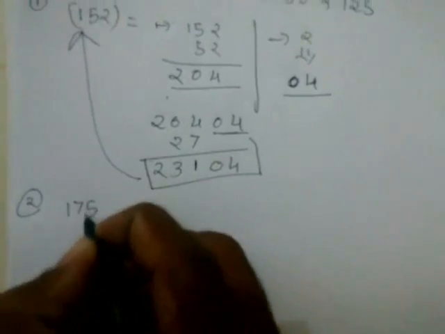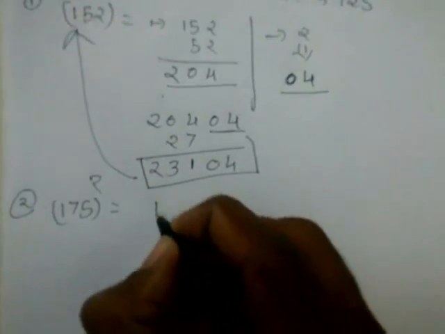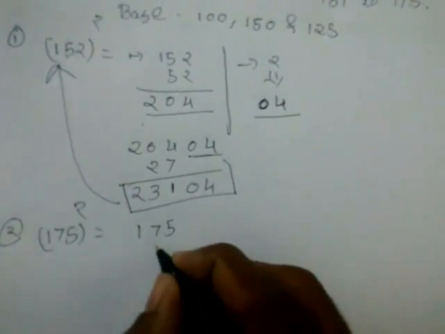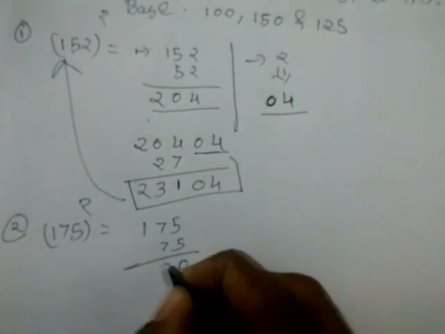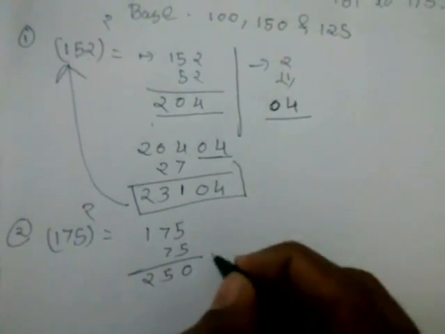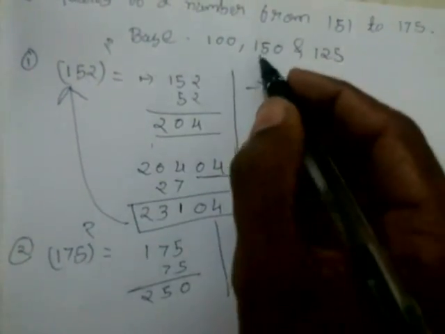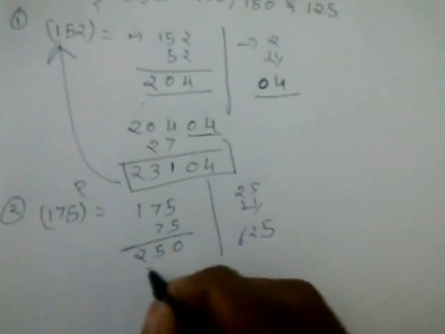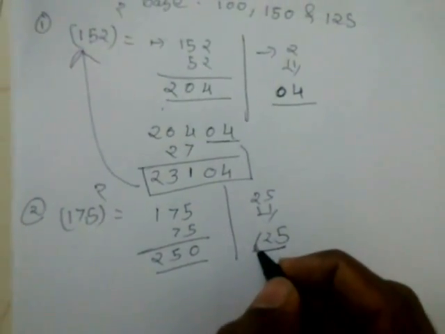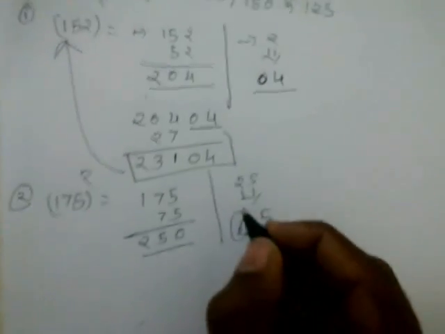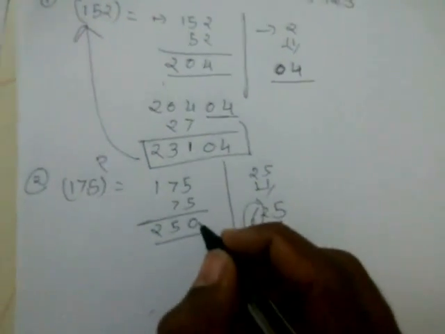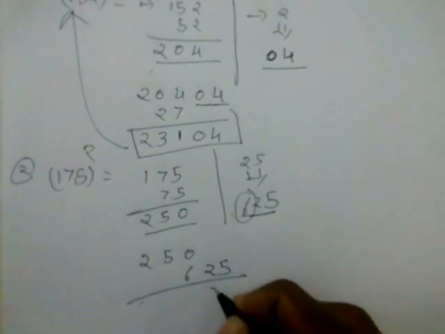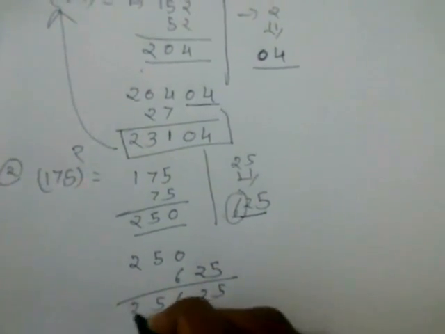Second example, 175's square. So the first step will be similar. 175, add the difference between 175 and 100, which is 75. We get 250. And the difference between 175 and 150 is 25. Square of 25 is 625. Make the combination of these two. As here it is 3 digits, we will put this additional digit below 0. So 250, 625.